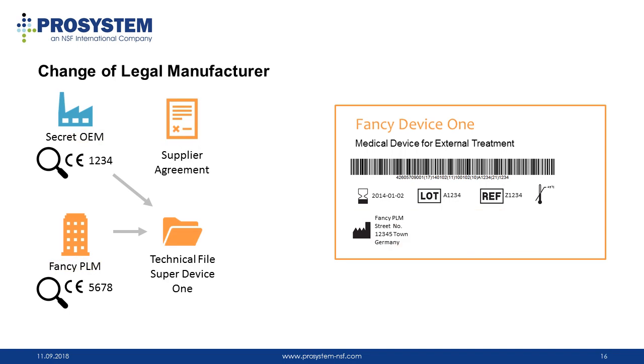So the second solution is the change of the legal manufacturer. That would mean that the OEM is only the manufacturer in the sense of production, but they are not responsible anymore for the whole documentation of the product. So they are just a supplier. You've got to have a supplier agreement with them, but the technical file of the device is now completely under the responsibility of the private label manufacturer, the PLM.